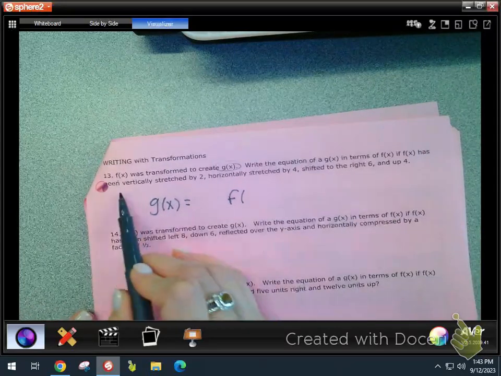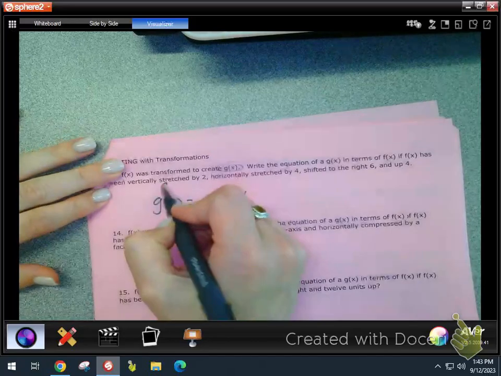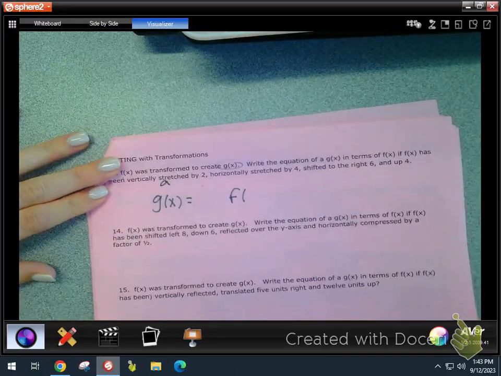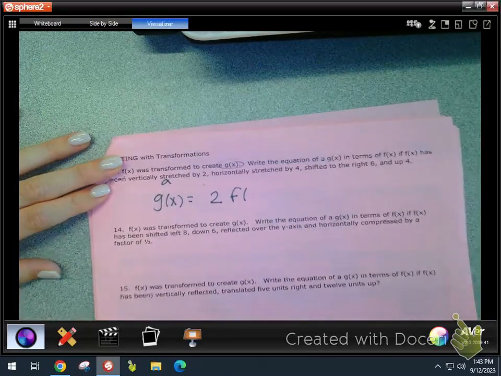F of x has been vertically stretched by 2. Is that an A, B, C, or D? A. That's an A. So do you change anything with that? Nope. Where does it go? In front of the F. In front of the F. 2. Check off.